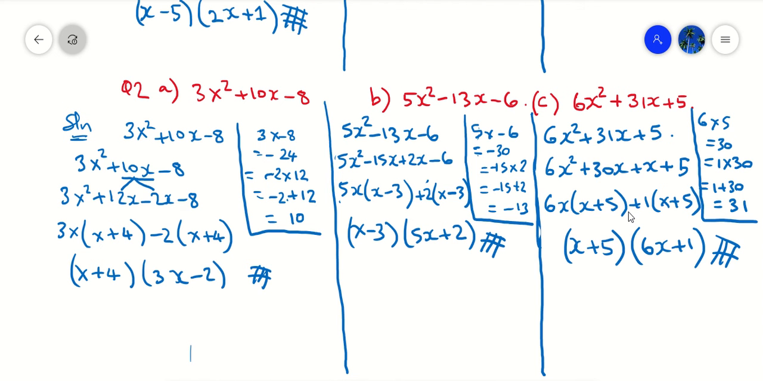So we will stop here on this factorization, and next time we will do how to factorize perfect squares. But those we will do next time. So we will stop here for today.